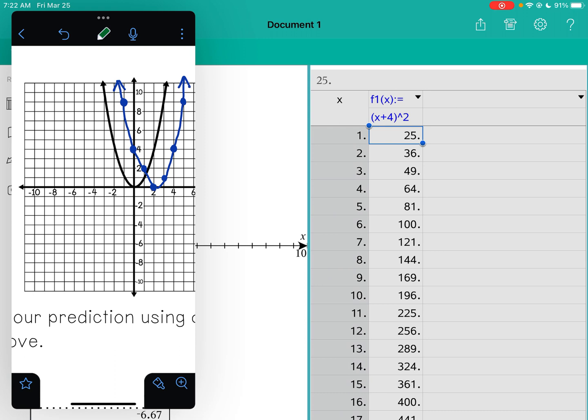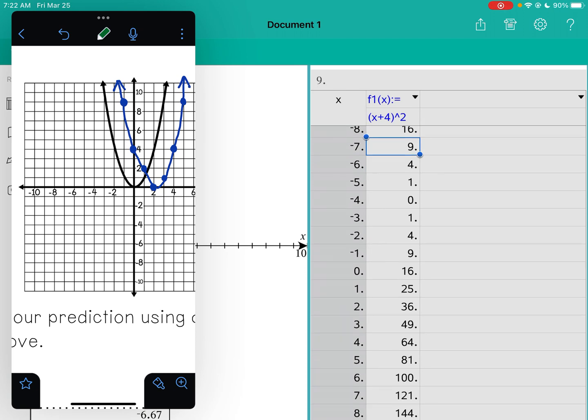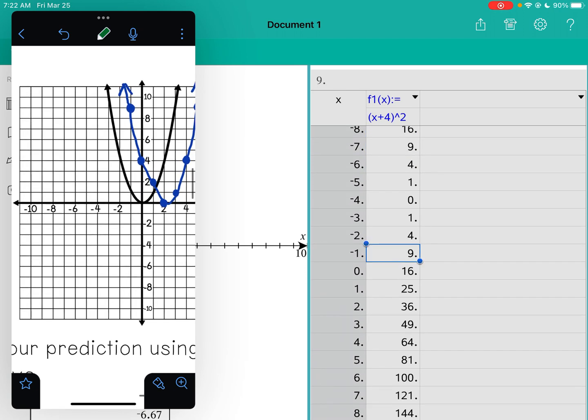So here we go. Let's see where we can graph. Doesn't look like it can graph any of those numbers, so I'm going to go in the negative direction. And look, it's getting smaller. So we're going to start with -1, positive 9. -2, positive 4. -3, positive 1. -4, 0. -5, positive 1. -6, positive 4. And -7, positive 9. Okay, I'm going to connect my dots.